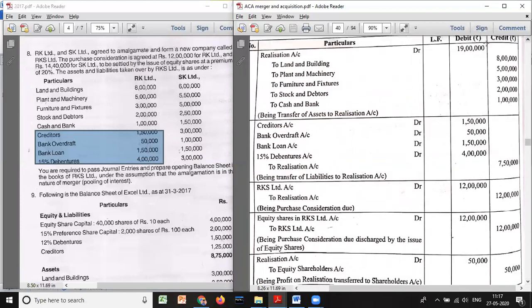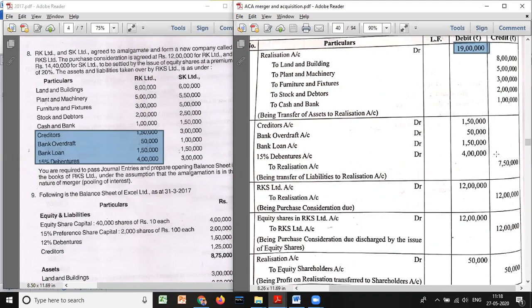Look here. Totally we have 19 lakh here, and here the PC is how much? Total assets we have 19 lakh, whereas liabilities 7 lakh 50,000 we have, and PC is 12 lakh. So if you total this one, 7 lakh 50 plus 12 lakh, it will be 19 lakh 50. Whereas total assets are 19 lakh. That means here the credit side is more and debit side is less. So we will get a profit, that is 50,000.